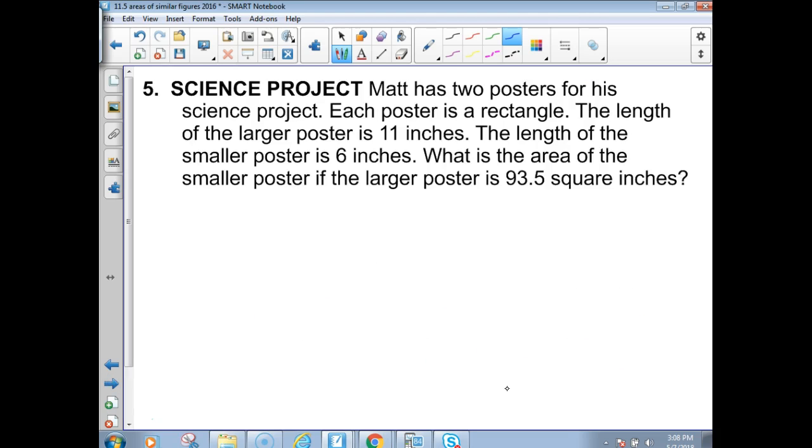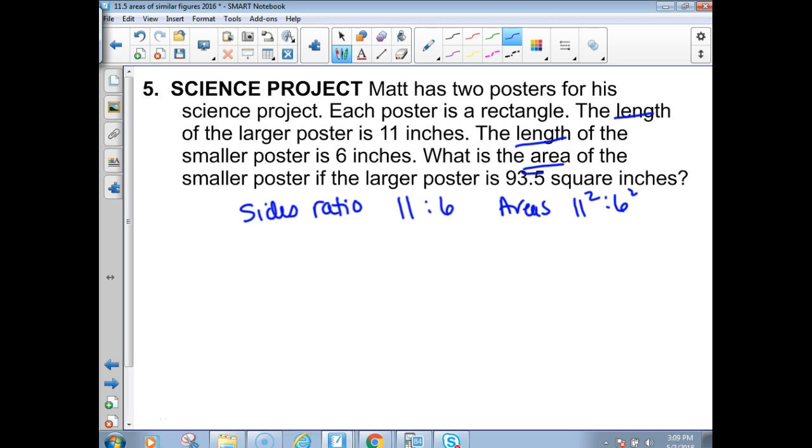Science project. Matt has 2 posters for his science project. Each poster is a rectangle. The length of the larger poster is 11 inches. The length of the smaller poster is 6 inches. What's the area of the smaller poster if the area of the larger poster is 93.5? Well, it's telling us we have a length and a length. So we can say the sides are in a ratio of 11 to 6. If the sides are in a ratio of 11 to 6, then the areas are in a ratio of 11 squared to 6 squared.